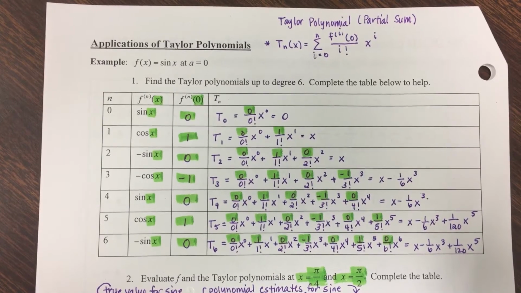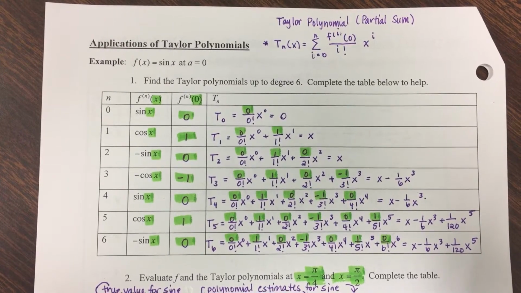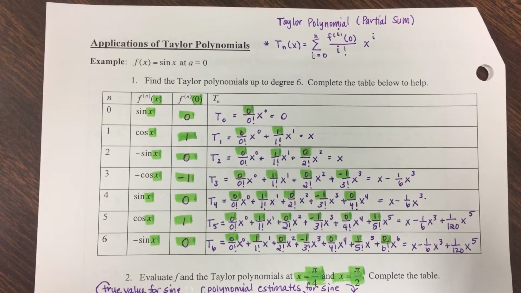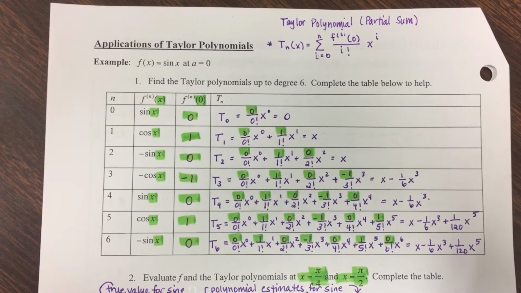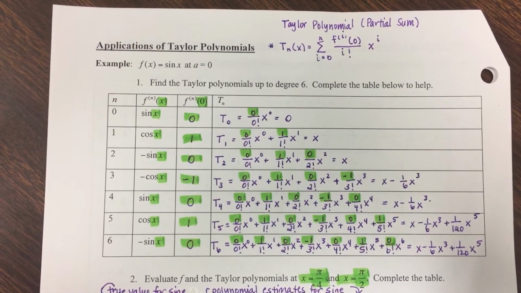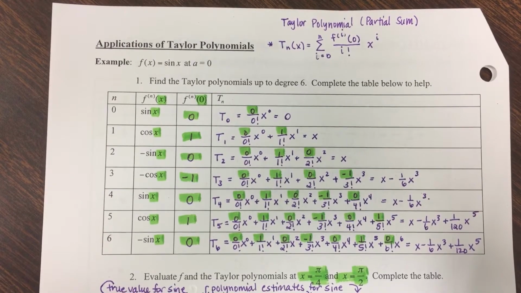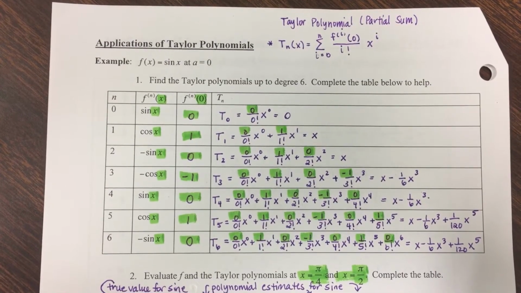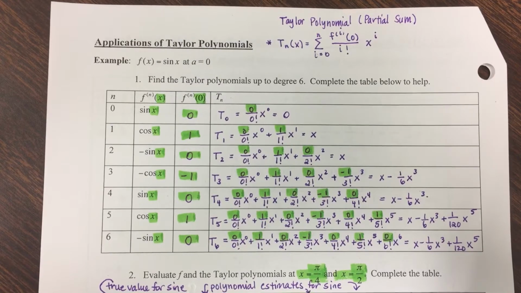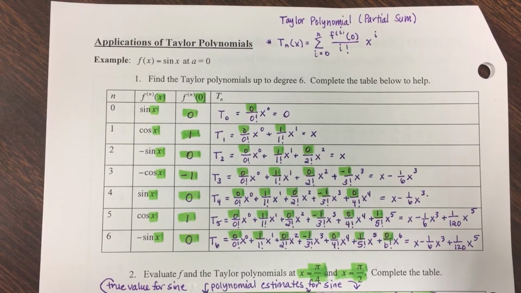So you can see at the top of the paper here we have how we're going to do this. We're going to use the index n to add up a bunch of polynomial terms, and then we're going to see how good these are at estimating the actual value of sine. Now you may be thinking to yourselves, I just know the values of sine, I have a unit circle and I've memorized them, and that's certainly true.